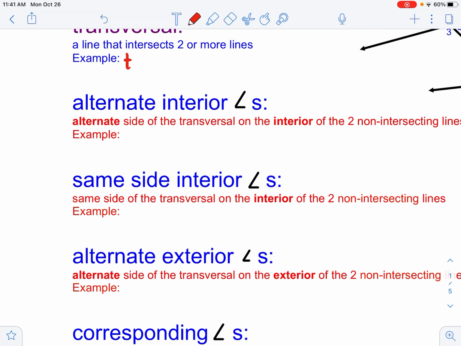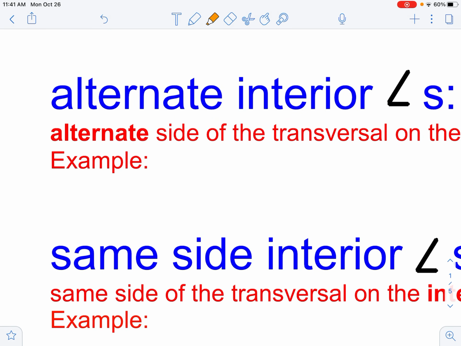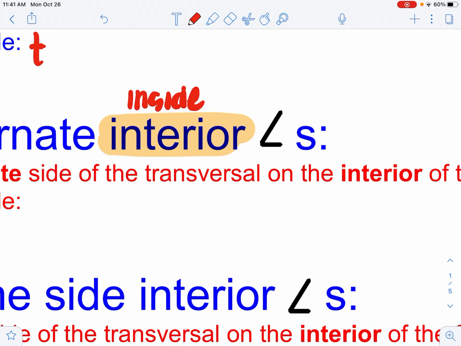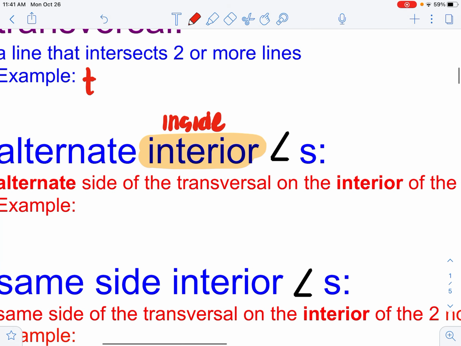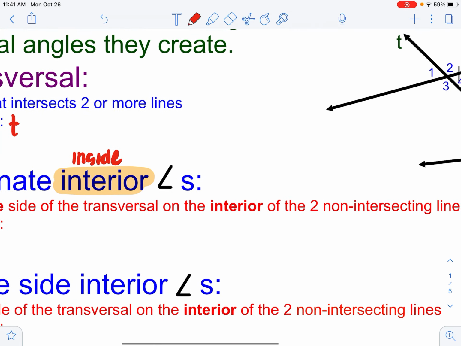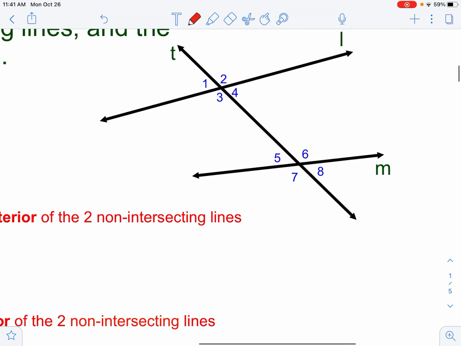All right, next we'll talk about alternate interior angles. So first off, let's talk about the word interior. What does interior mean? Interior means inside. Like the interior of your car is the inside of your car. So when I say inside, I'm talking about inside of my double lines, okay? My double lines are my two lines that are not transversals. So when I say inside, I'm looking inside or in between those two lines, okay?